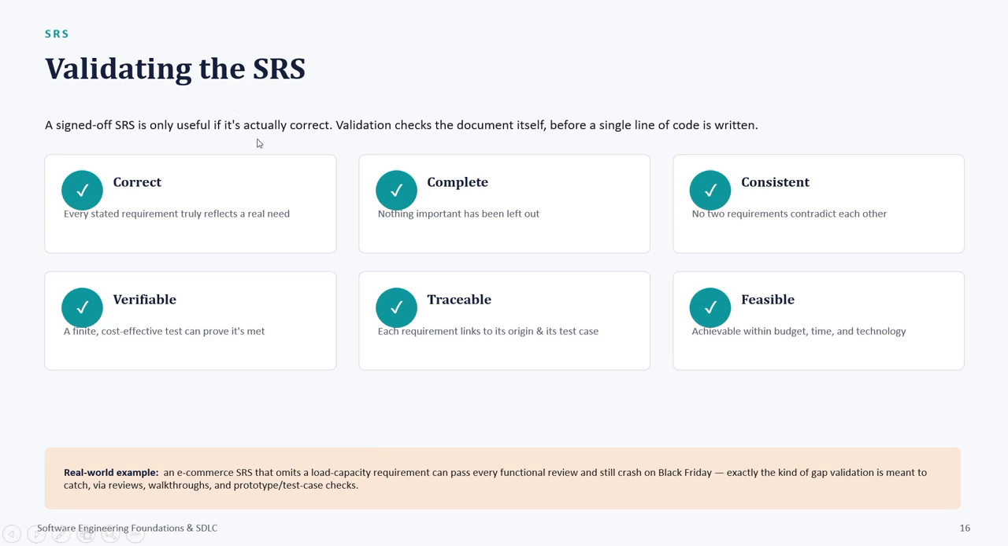Validating the SRS. Correct, complete, consistent, verifiable, traceable, feasible. Real world example is an e-commerce SRS that omits a load capacity requirement can pass every functional review and still crash on Black Friday. Exactly the kind of gap validation is meant to catch via reviews, walkthroughs, prototypes, and test case checks.